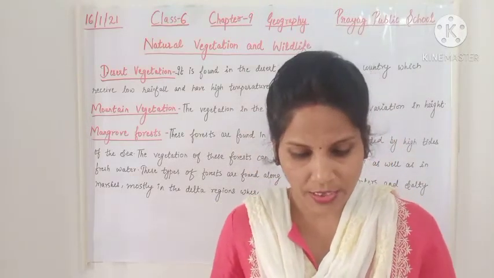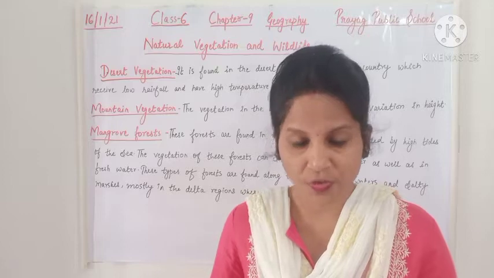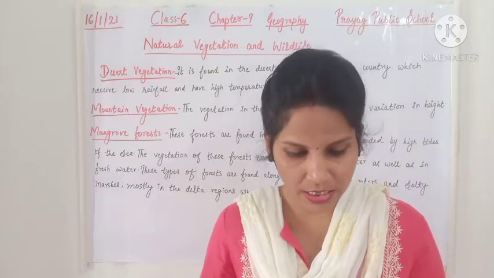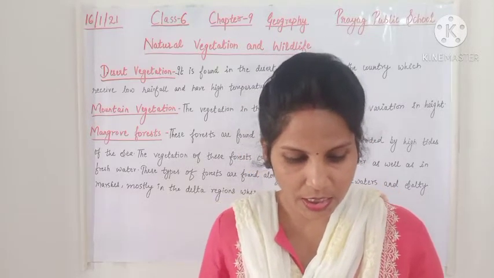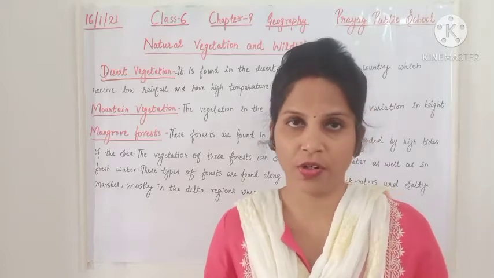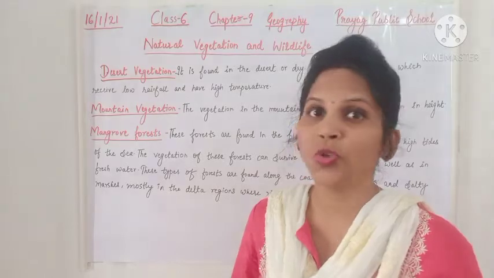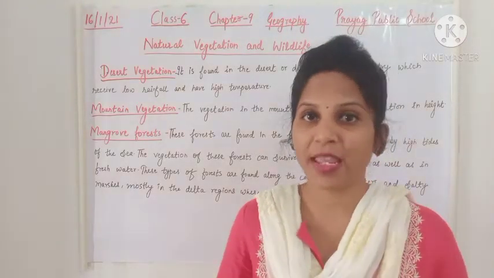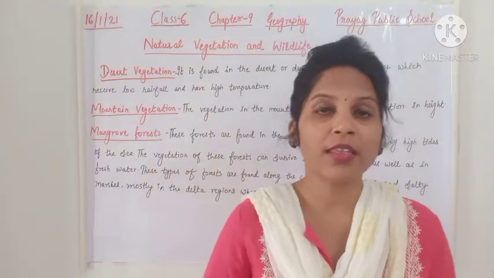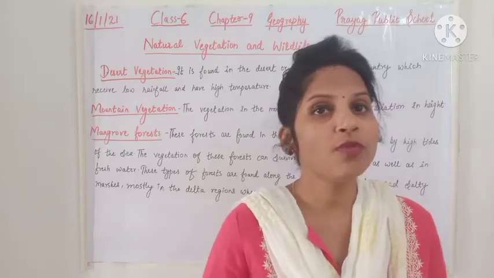Okay children, then the main trees of this type of vegetation are acacia, then cactus, kikar, babool and khair. Okay, so cactus we can commonly see, cactus, babool, all these trees have spines as you can see that, so that there is very less loss of water.